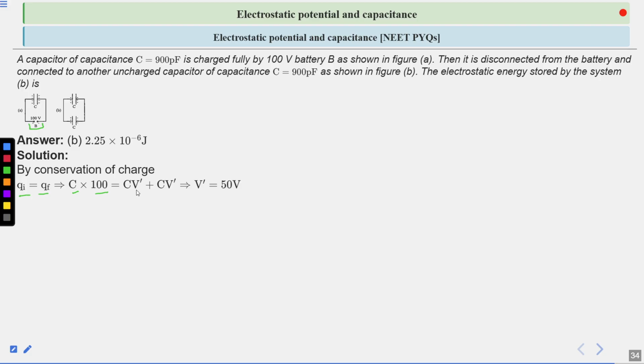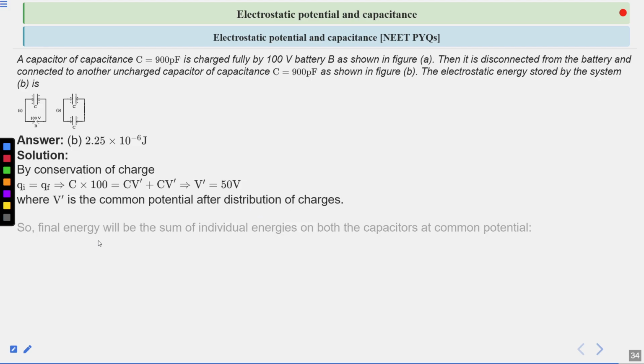V dash is the common potential. What is the common potential? I have already mentioned that when we connected this uncharged capacitor with this charged capacitor, there is a flow of charges, and the flow of charges continues till both the capacitors attain the same potential difference across their terminals. That is called common potential. So the charge on this capacitor is CV dash, and the charge on this capacitor is also CV dash, and V dash is given by 50 volt. So the common potential is 50 volt after the connection, where V dash is the common potential after distribution of charges.